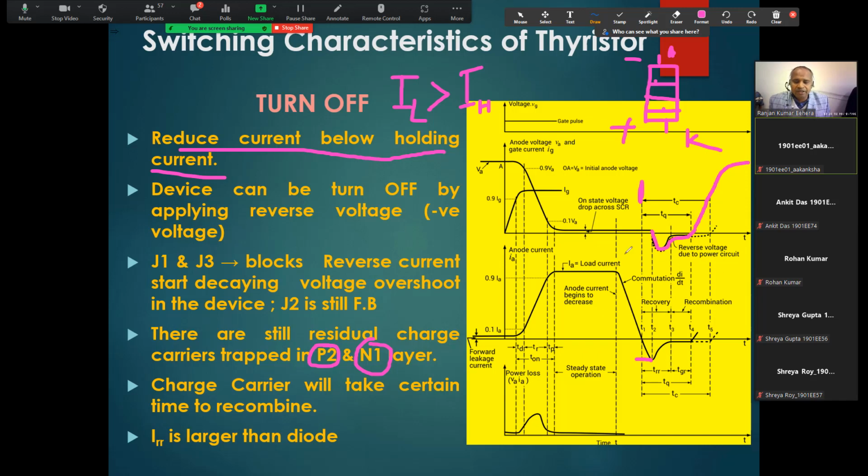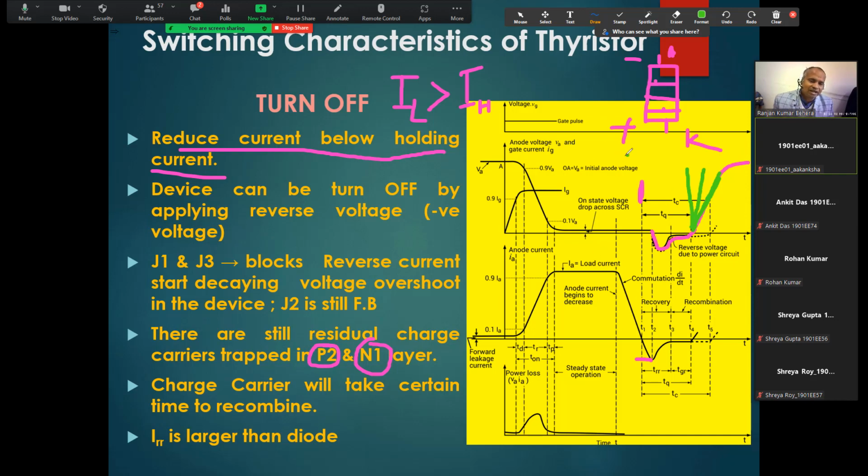So when you are turning off, you can see here the voltage is suddenly rising. This voltage may rise like this or it may rise like this. So there is a large dV by dt when you block the voltage. When you turn on the device, there is a large di by dt. When you block the voltage, there is a large dV by dt.